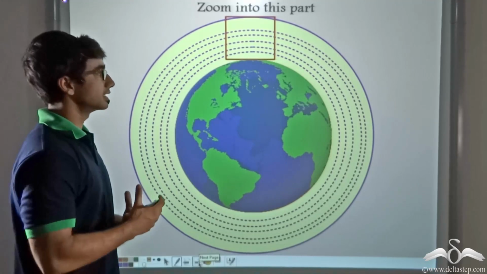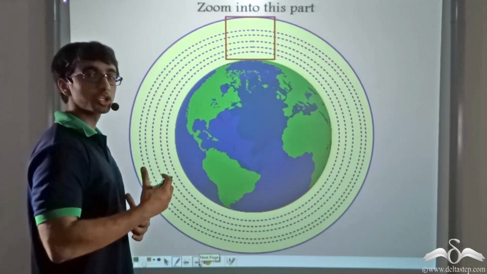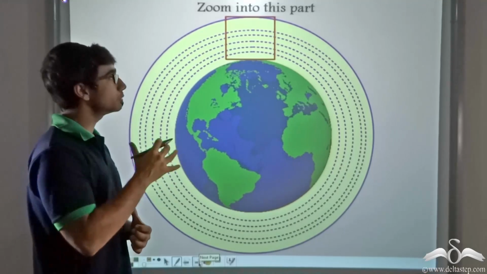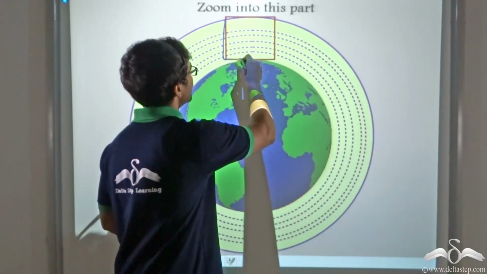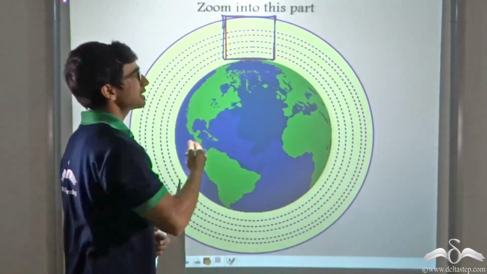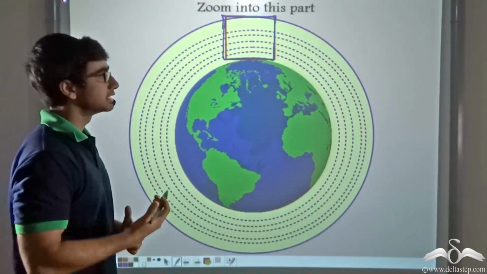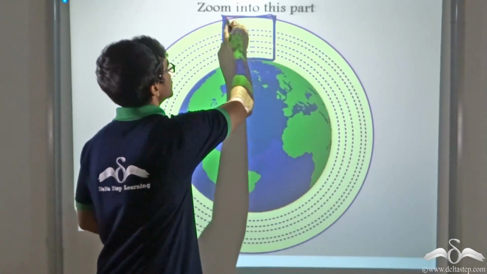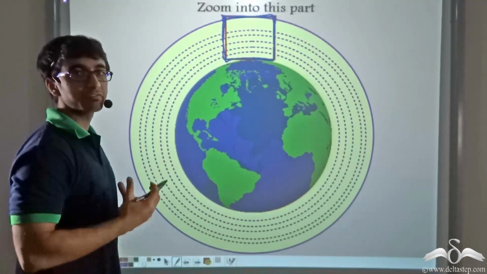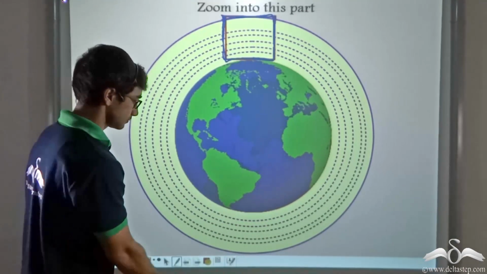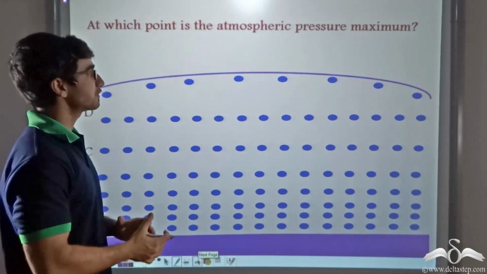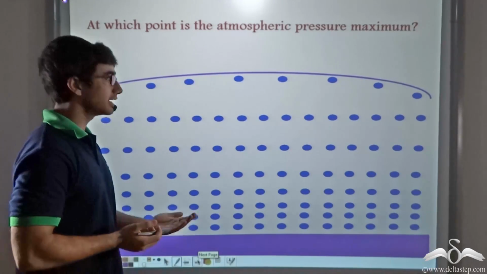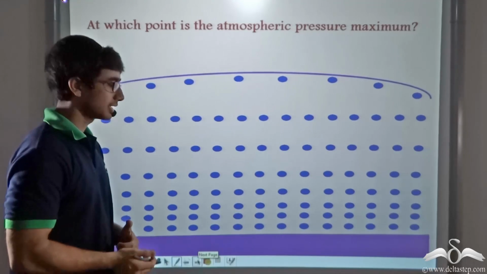Now again we consider the atmosphere, that is the big envelope of air that is present around the earth. And now we are going to zoom into a particular part of the atmosphere. This part can be anywhere in the atmosphere. Just for the sake of convenience, I am zooming into one part. So let us zoom into this part and find out its composition. After zooming into that part, I find that the air molecules are distributed in the following manner.